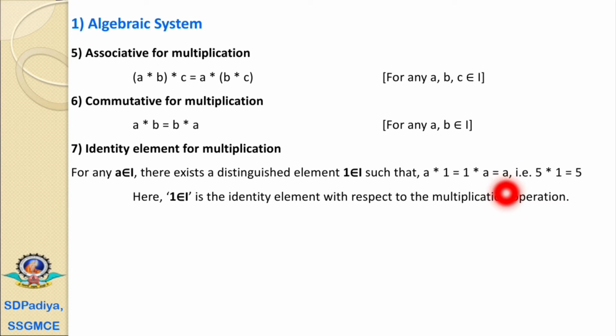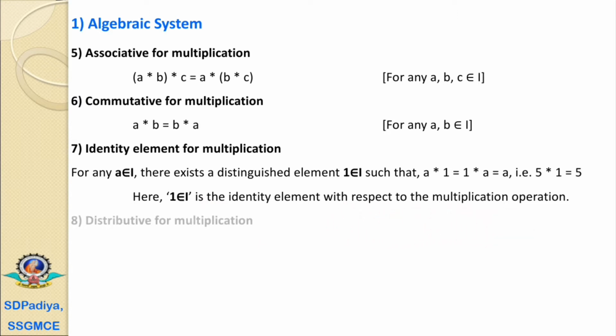That is, when we perform the multiplication of 1 with a, then it does not affect this a. 7 into 1 is equal to 7. 200 into 1 is equal to 200. That's why here the 1 belonging to I is the identity element with respect to the multiplication operation.